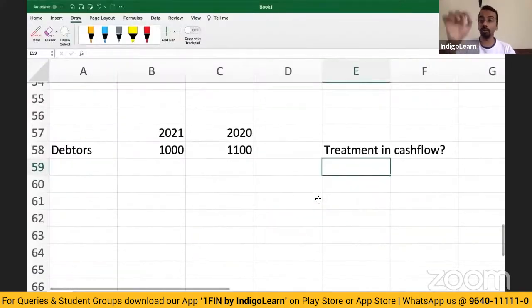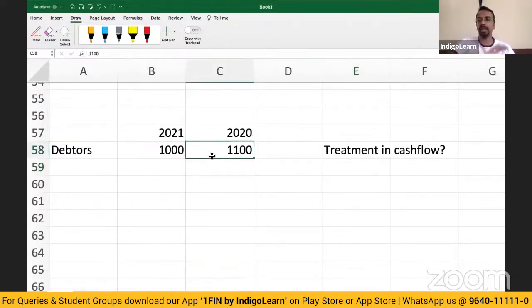How do we ensure that we don't forget this treatment in the examination? See, just think of it that there were no sales. We had to receive 1100 from debtors as on the end of 31st March 2020. Now, as on the end of 31st March 2021, we have to receive only 1000. Meaning to say, we have actually collected 100 from the debtors. So there is a cash inflow, so you will add.